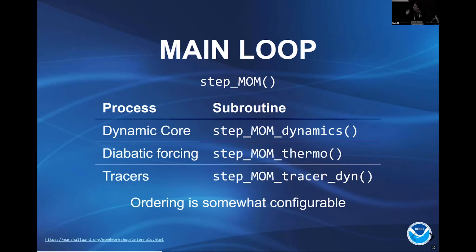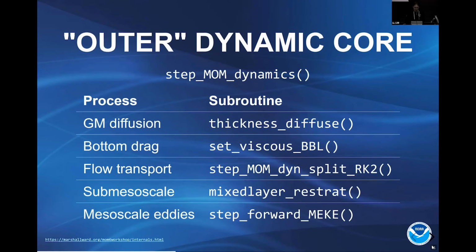Although I think thermodynamic might be better called diabatic forcing, because things like the equation of state actually happen in other places as well. So the dynamic, again, could be thought of as kind of an outer step and an inner step. The outer one would be things that modulate the general fluid solvers. So the GM diffusion happens in the dynamic step, bottom drag, sub-mesoscale, Miki.